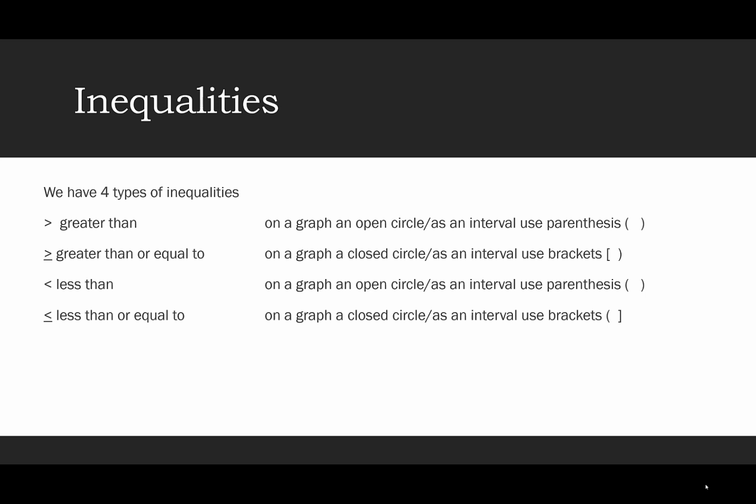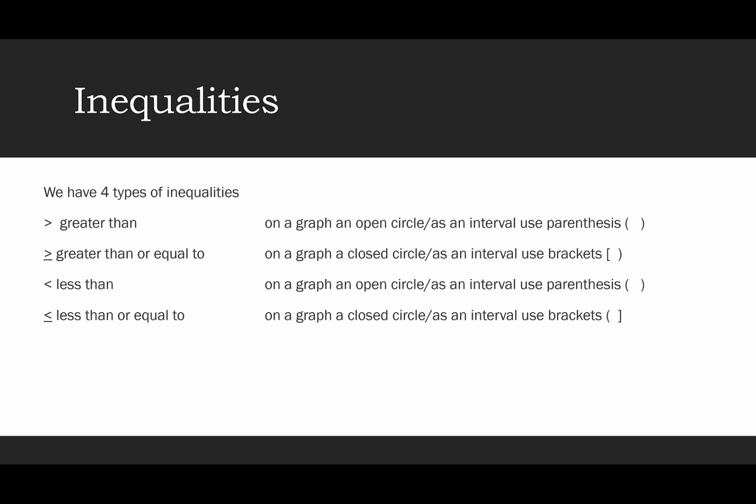A lot of times when you're looking at graphing, you will see open circles or parentheses that go along with the graph, and with interval notation, you'll see different kinds of parentheses or brackets. So let's talk about each type. With greater than, you are going to see an open circle or a parenthesis, so think you have open intervals on both sides of the interval notation.